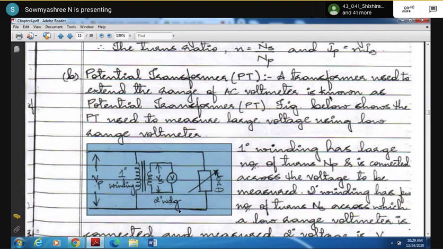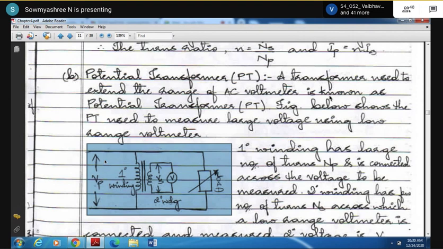So the number of turns in the potential transformer is more in the primary winding compared to the secondary, whereas in the CT, turns on the primary winding are lesser compared to the secondary winding. It's written here: the primary winding has a large number of turns, that is NP, and it is connected across the supply. The supply voltage, which has to be measured, will be connected here.